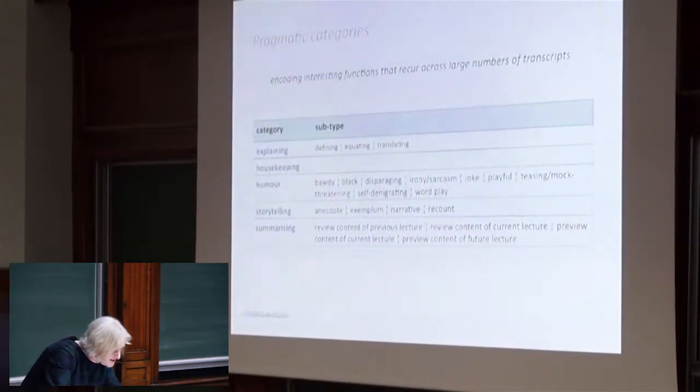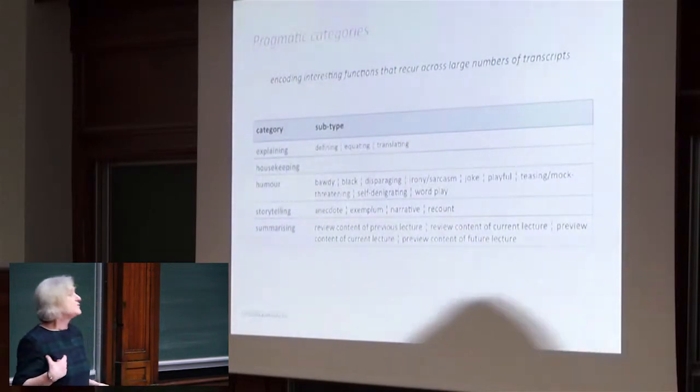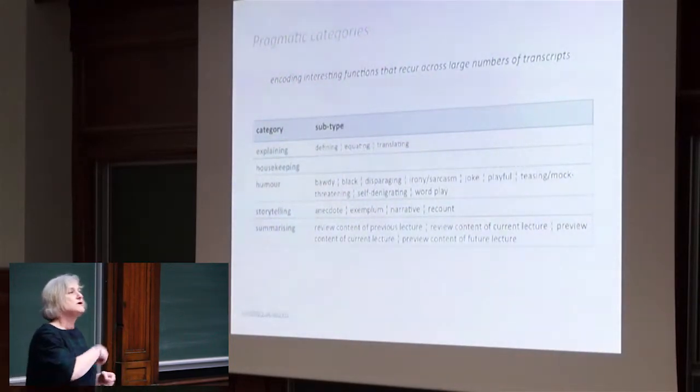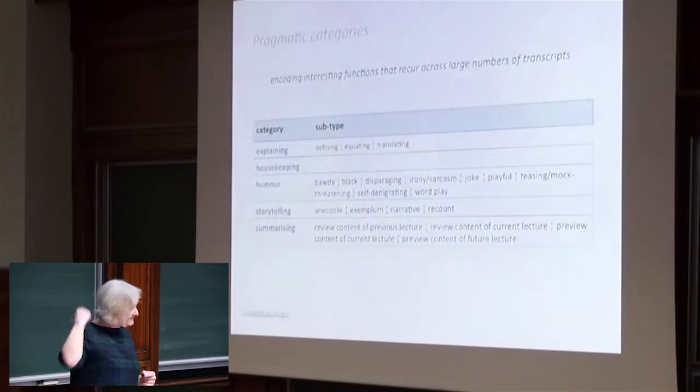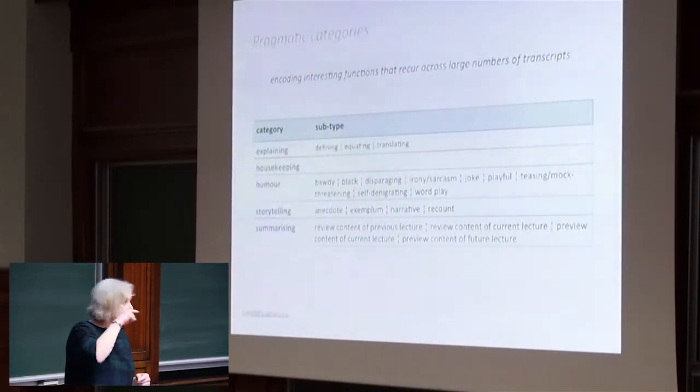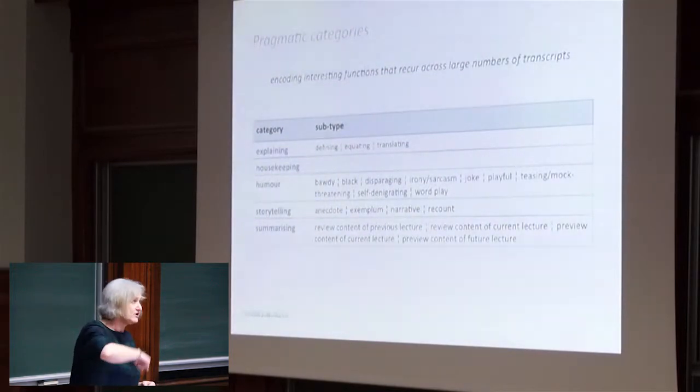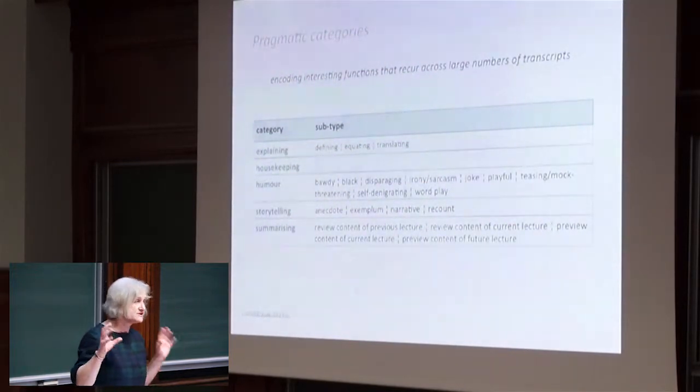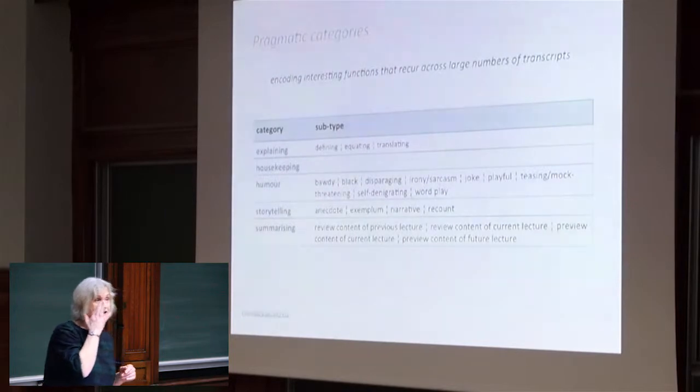Humour, and you see the categories we've got here, storytelling, this is the one I'm going to talk about a bit more, and summarising. And summarising would be reviewing and previewing. So you're reviewing previous lectures, you're reviewing what you've said in this lecture, you're previewing future lectures, and you're previewing what you're going to say in this lecture. So four types of summarising.